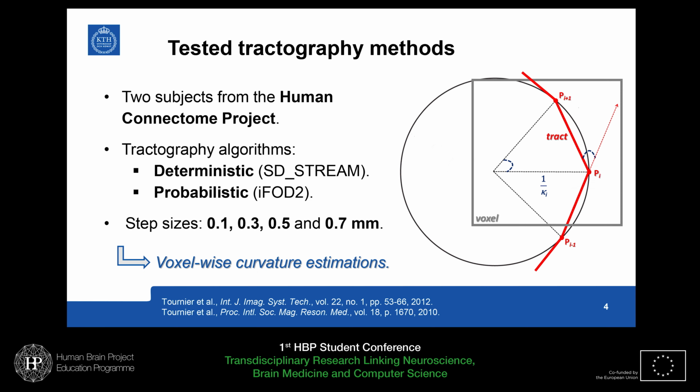And for every tract of every data set, we can compute the curvature in each of its points, for example, there for point p_i. And if we average the curvature values of a tract in a voxel, we get voxel-wise curvature estimations. So we have a very local estimation of curvature of every tract of every data set.